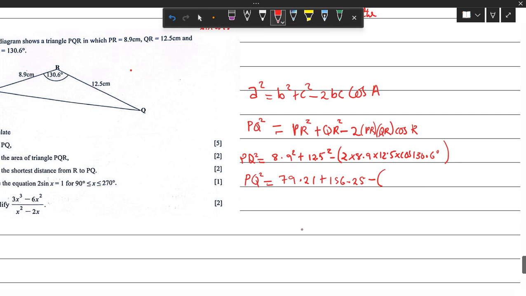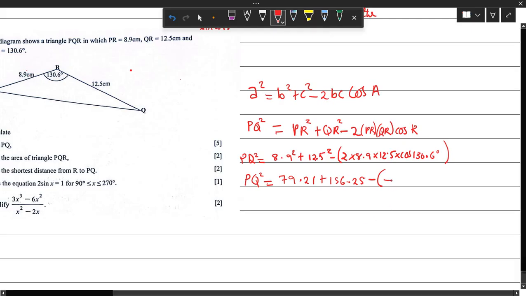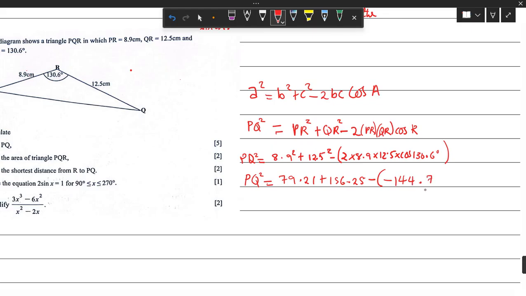8.9 multiplied by 12.5, multiplied by cos 130.6. So we get, so the answer is negative 144.7972633. Okay, so that's why I said you put everything here in the brackets, because cosine 130.6 is resulting into a negative number.